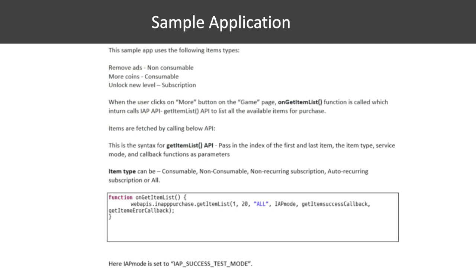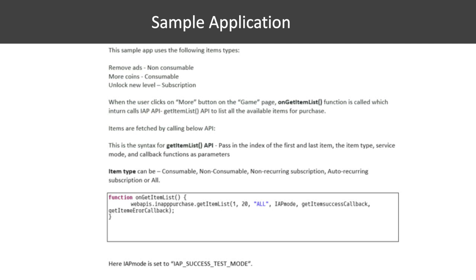So there is a method called onGetItemList, which is called when the user clicks the more button. And the onGetItemList function calls the actual IAP API, getItemList. This will list the three products that are available for purchase. Here we are setting the IAP mode to test mode, because it's a sample application. We have to test it first before actually publishing it.